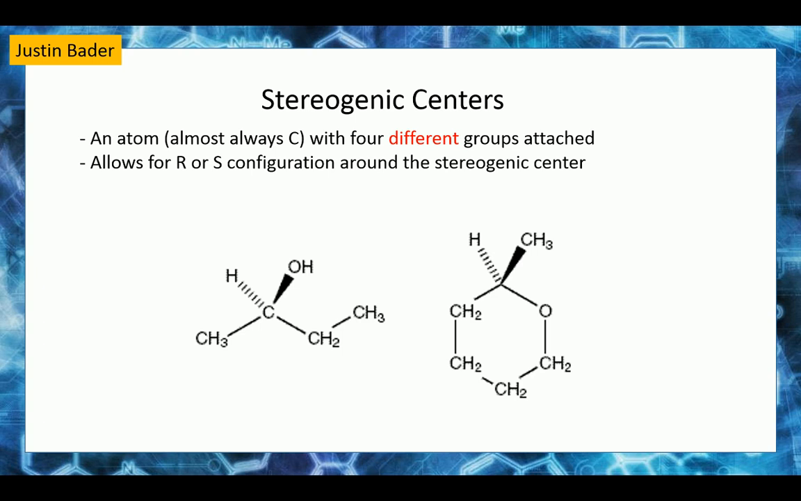On the molecule on the left, the stereogenic center would be the carbon because there are 4 different groups attached: hydrogen, OH, the methyl group, and the ethyl group. On the molecule on the right, the stereogenic center would be at this carbon, and I'll let you convince yourself that there are 4 different groups attached to that carbon as well.